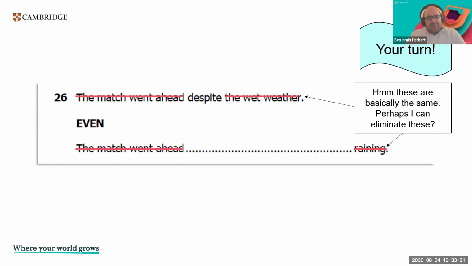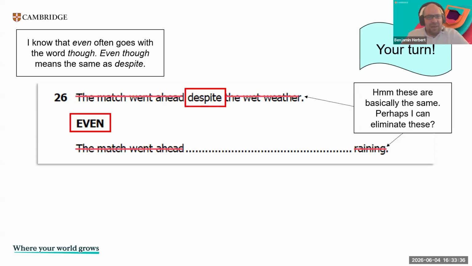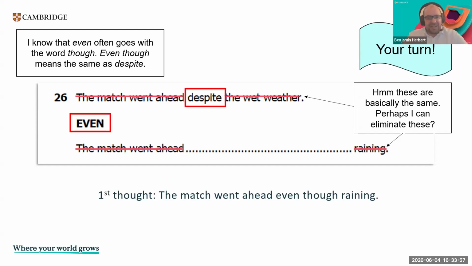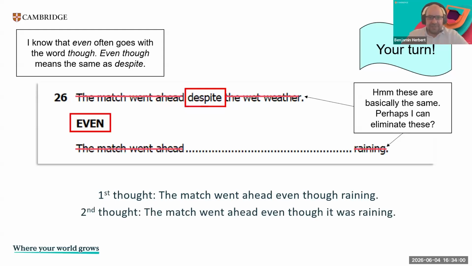So again, if my learners were maybe a little bit confused or stuck in the classroom, I would take this as an opportunity to try to elicit from them, what do we use despite for? What meaning is that conveying? It conveys that idea of contrast. So I might say, okay, well, even often goes with the word though. That also conveys the idea of contrast. So again, we might go through that process. The match went ahead even though raining. The match went ahead even though it was raining. So there we go.